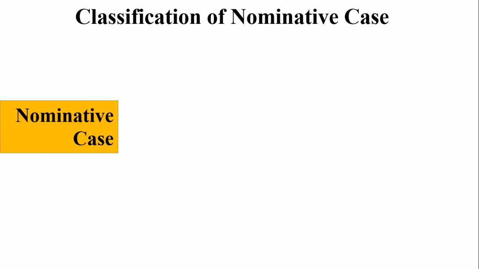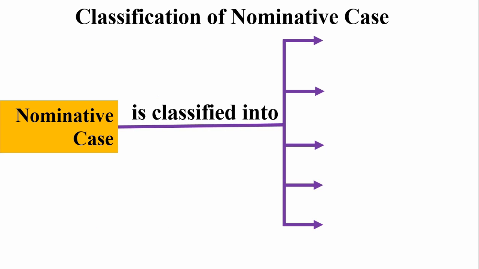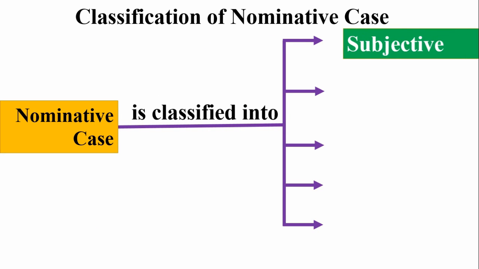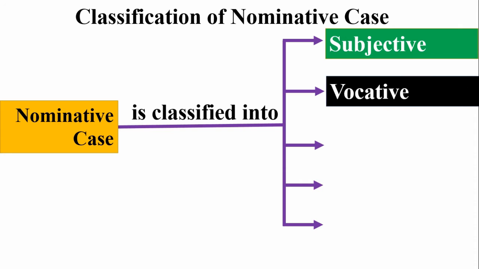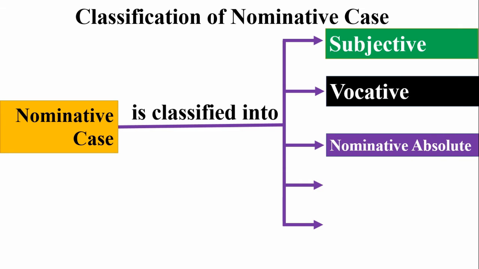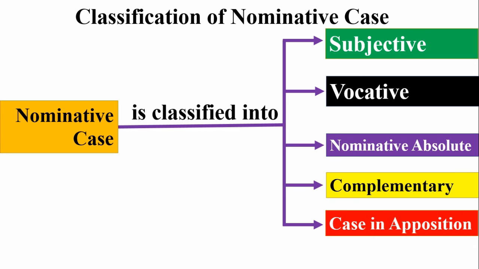Classification of nominative case. Nominative case এর শ্রেণীবিভাগ. Nominative case is classified into 5 categories. They are subjective case, vocative case, nominative absolute, complementary case, case in apposition.